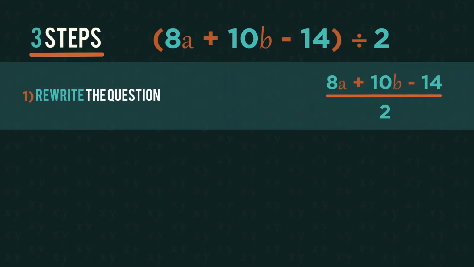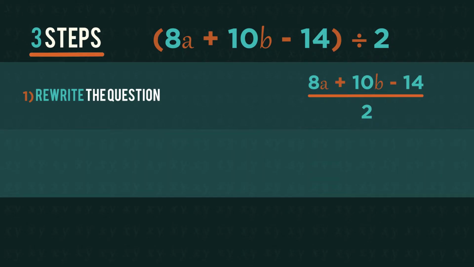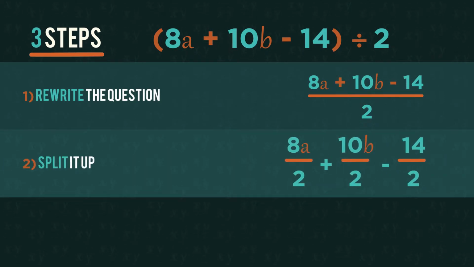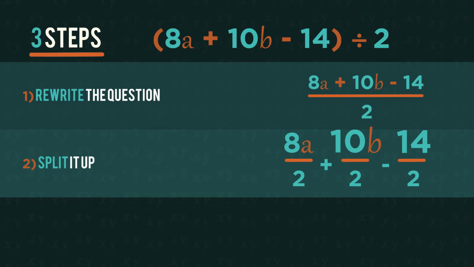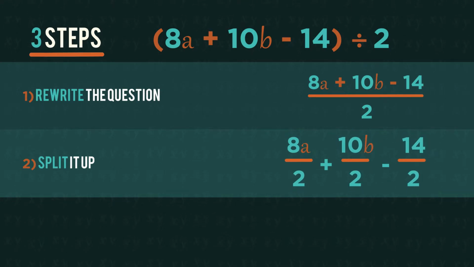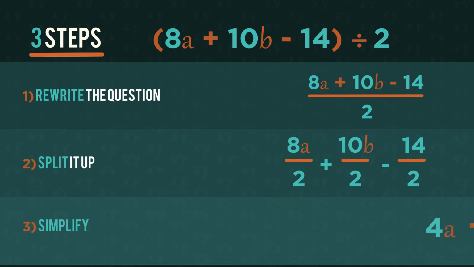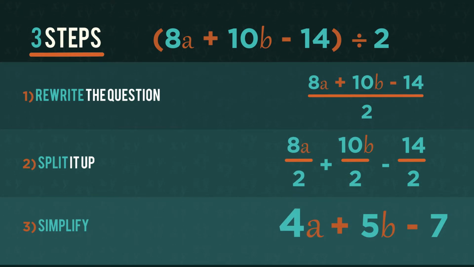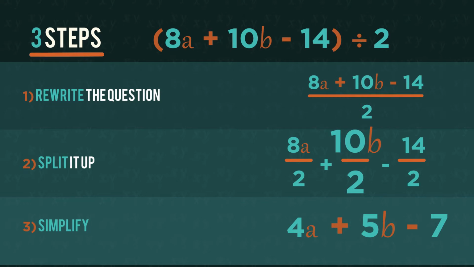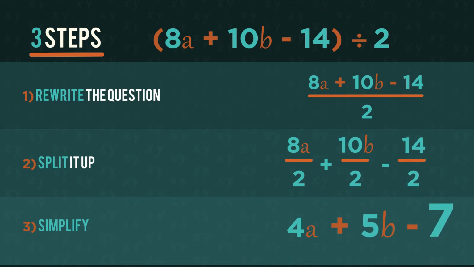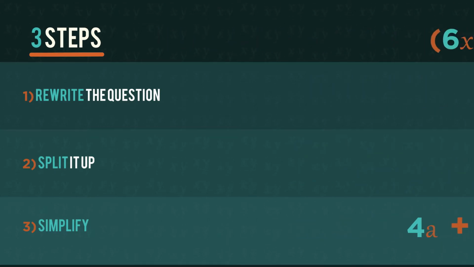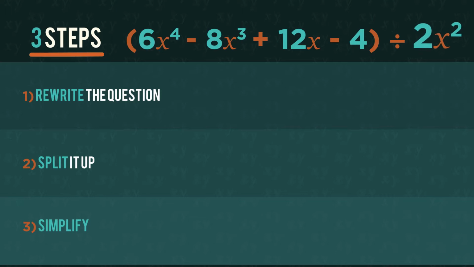Firstly, rewrite the question as a fraction, and then split the problem into pieces by writing each term over the denominator, and finish by simplifying each term. So 8a divided by 2 is 4a, 10b divided by 2 is 5b, and 14 divided by 2 is 7. Simple! We follow the same 3 simple steps for dividing by monomials too.